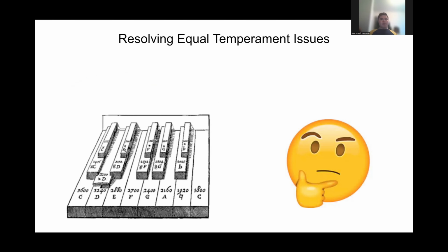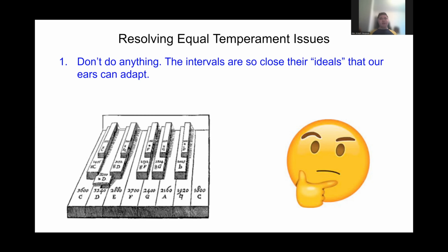I'll leave you with a few choices for what we could do to resolve the equal temperament or equal spacing issues. First, don't do anything. I just showed you that the intervals are so close to their ideals that our ears are forgiving enough to be able to pick them out.